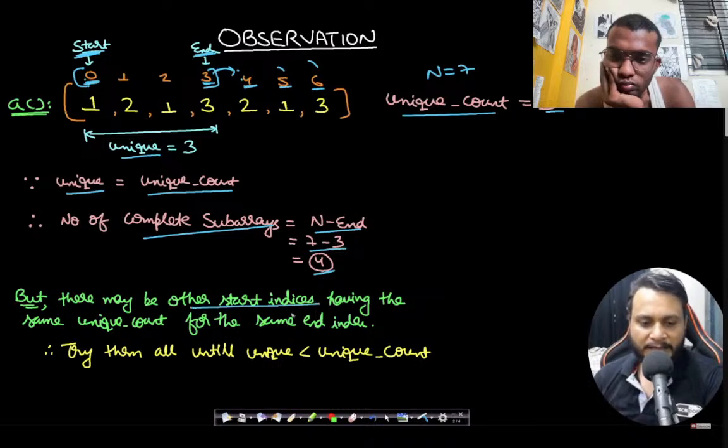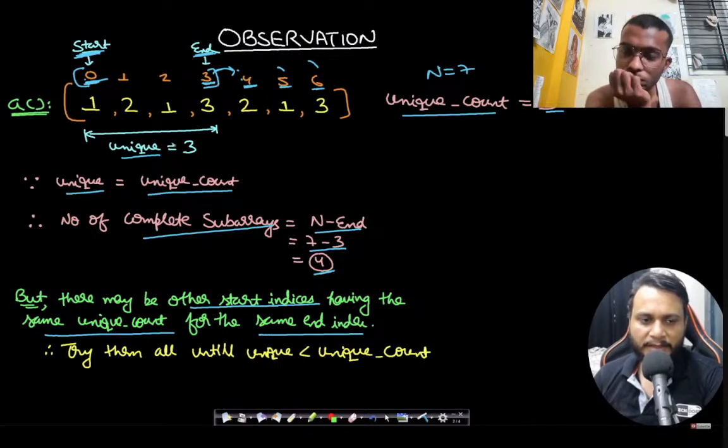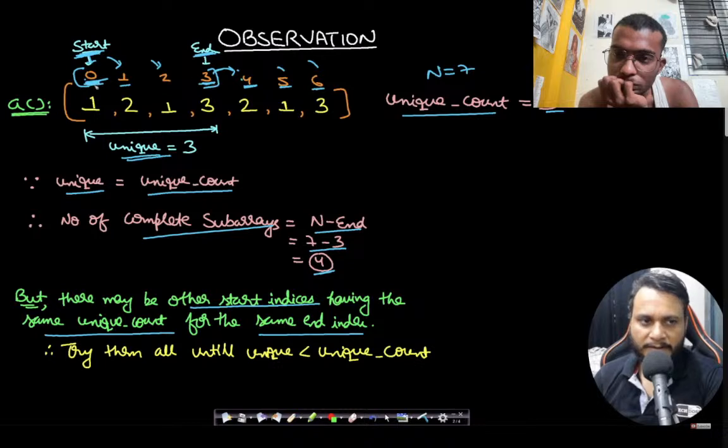But there may be other start indices having the same unique count for the same end index. So what I mean to say is maybe 0 to 3 was containing unique count as 3, but if we try from 1 to 3, maybe this will also have the same unique count because the start index was repeating, or maybe from 2 to 3 will have the same unique count. Without trying, you cannot know. So if 0 to 3 is working for us, then 0 to 4, 0 to 5, 0 to 6, all of them will be working, and that is how we will be adding n minus n.